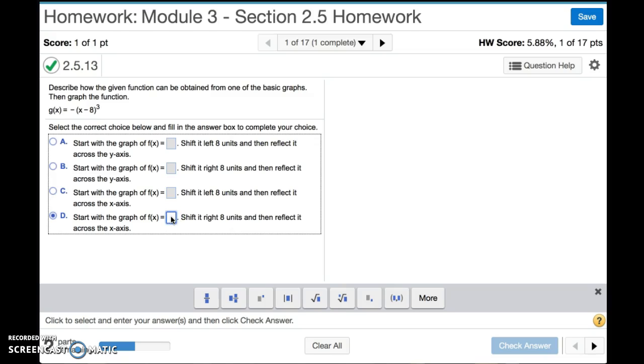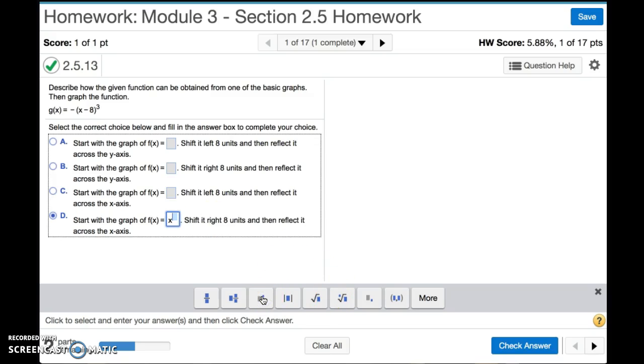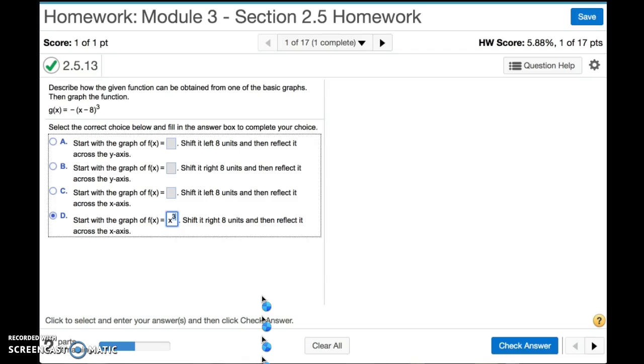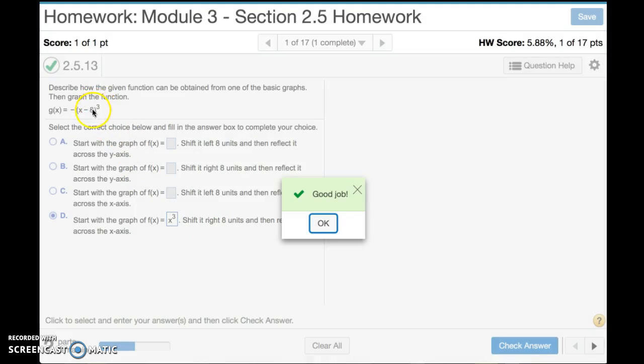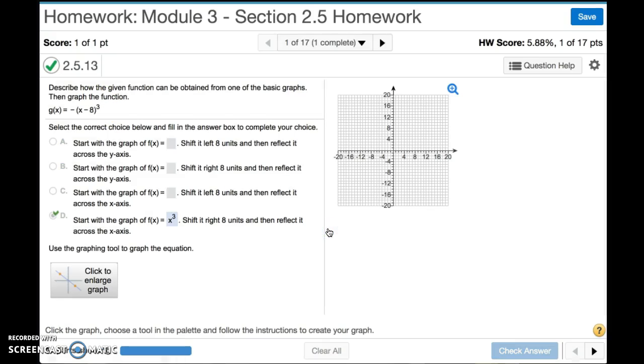Now they're going to ask us, what does the graph start with? We're starting with the graph f of x equals x squared. So I'm going to put x, not squared, cubed, sorry, x to the third power. And we're going to click that because there's a 3 up here. That's how I know it was x to the third power. And now we want to do the graph part.